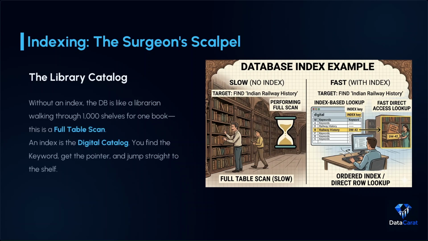An index is a digital catalog. It is a separate small data structure that stores a specific keyword and a pointer or address. Instead of reading the whole book, you look at the index, find the page number, and jump straight to the information you need.